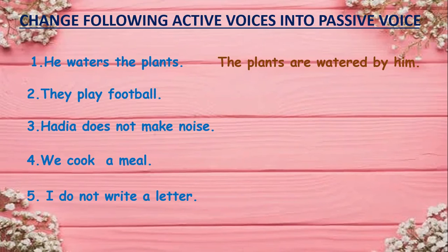Hadia doesn't make noise. Oh, it becomes a negative sentence. In negative also, the pattern will be the same. The helping verb will be the same. But how are we going to identify? The does and do will tell us whether it is a simple present tense or not. Hadia does not make noise. Again, we take the noise as a subject first. Then we put is, am, are, any one helping verb over there with the third form of the verb. Then by and then the subject again. Noise is not made by Hadia.